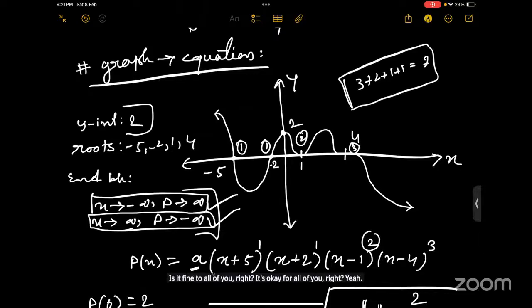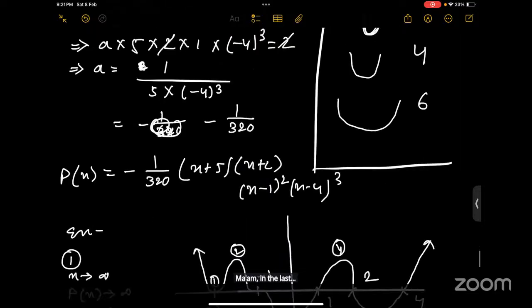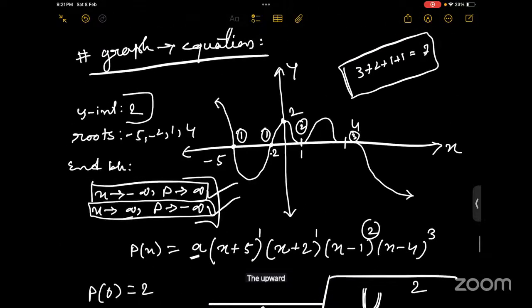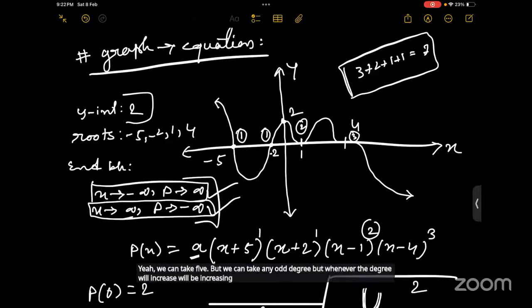Ma'am, in the last, in the upward direction in this graph, where you have taken 3 as the degree, can't we take 5? Yeah, we can take 5, we can take any odd degree, but whenever the degree is increasing, this will be more flatter near that point, like that.